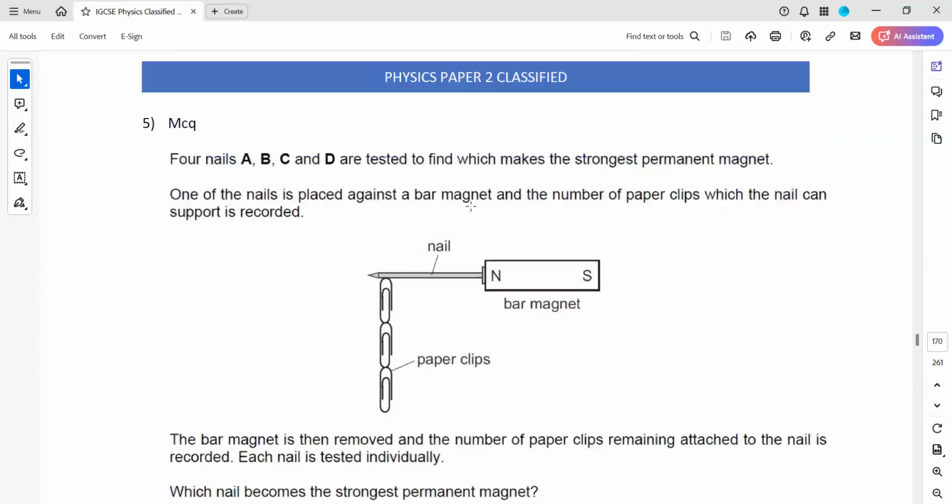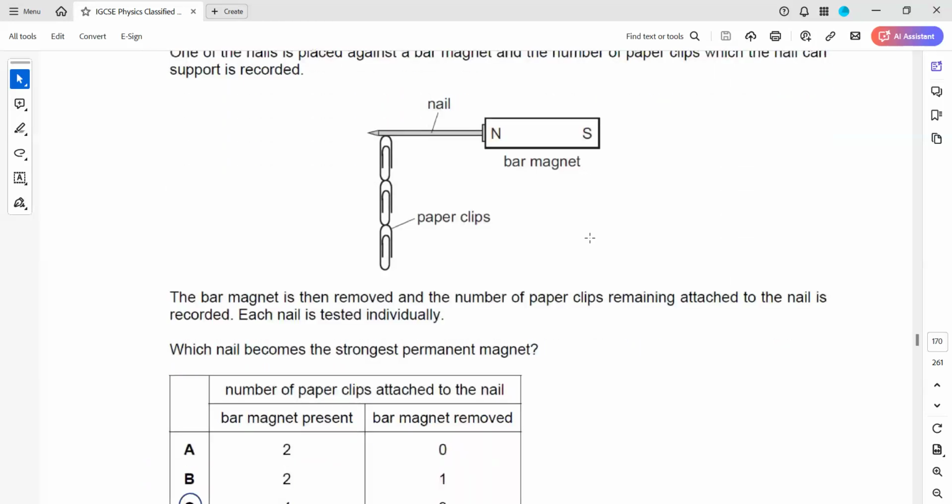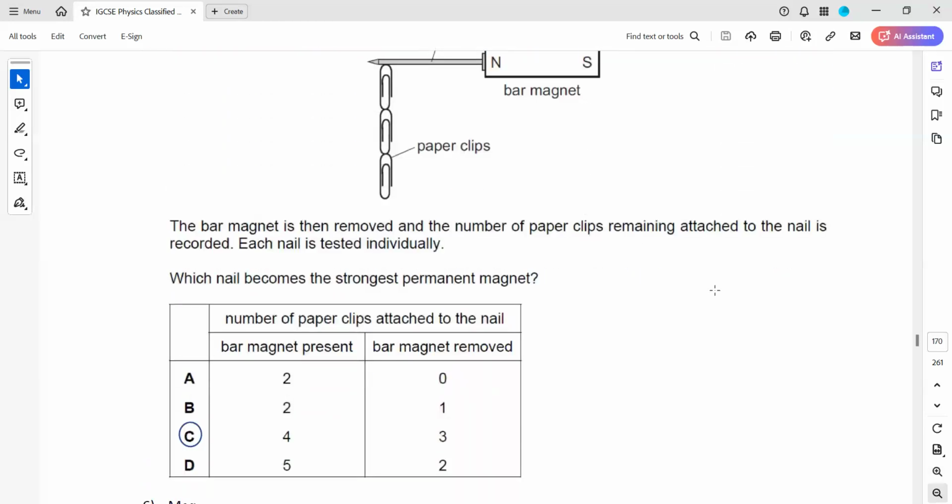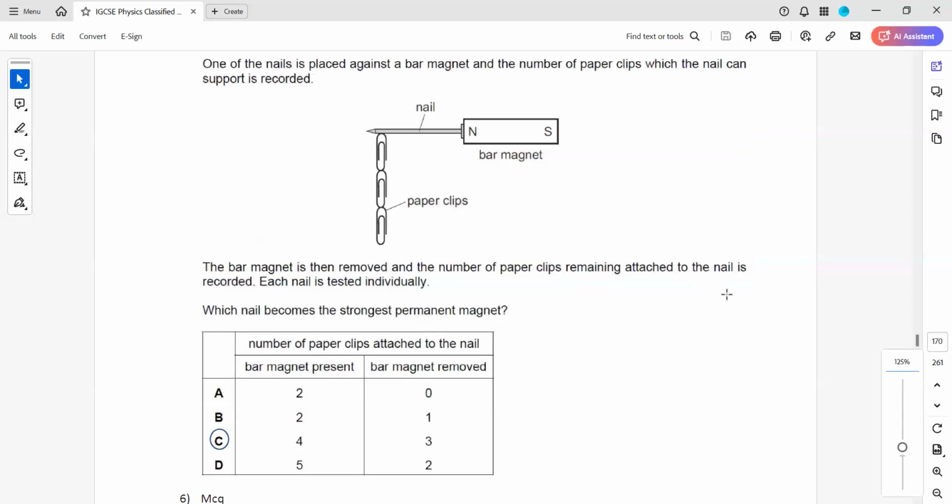In question 5, four nails A, B, C, and D are tested to see which makes a strong permanent magnet. For example, first we place nail A. When the magnet was placed, how many pins were there? Two pins were there. But once the magnet is removed, no pin is attracted. So the one which is attracting more pins when there is no magnet around it is the strongest magnet.